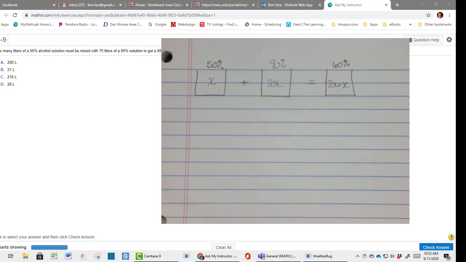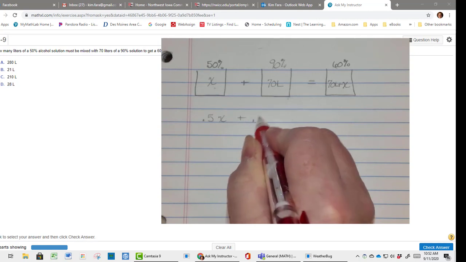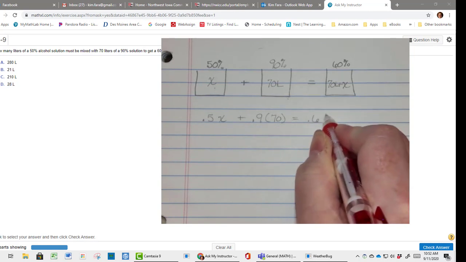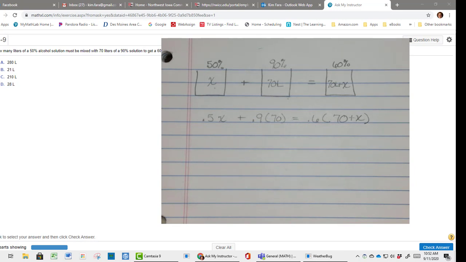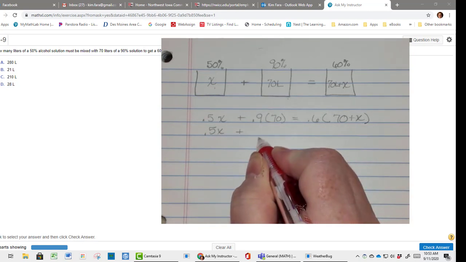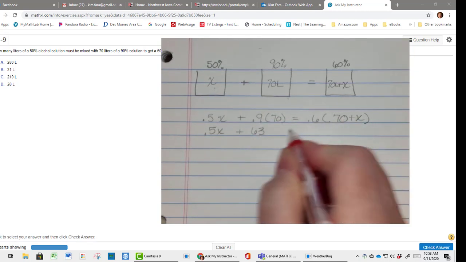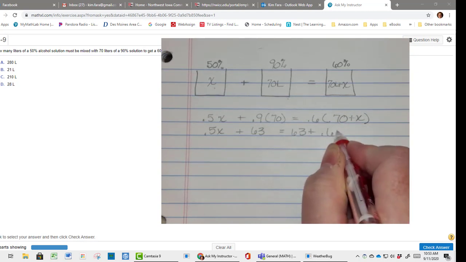put it all together. So I'm going to take 0.5 times x plus 0.9 times 70 equals 0.6 times (70 plus x). Now that you have that equation, it's pretty easy peasy to get there from here. So let's go ahead and let's do our math. 0.9 times 70 should be 63. And then this will be 63 plus 0.6x.